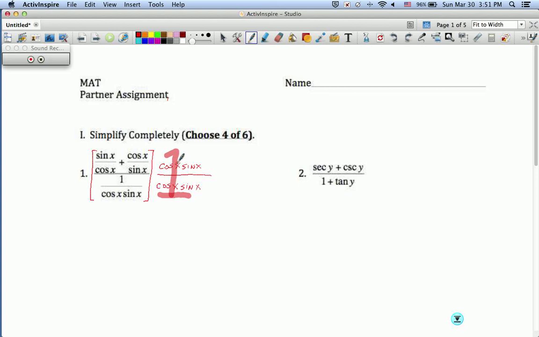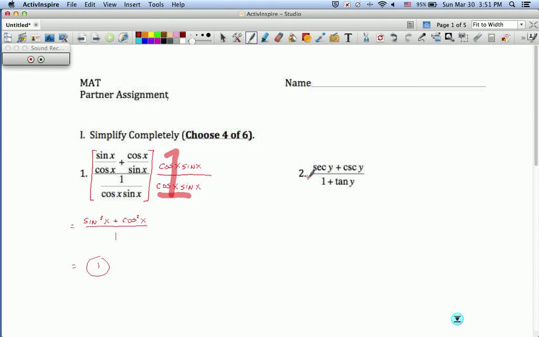So when I distribute cosine times sine over to here, my cosines cross out and I end up with sine squared of x. Plus, when I distribute this guy into here, my sines cross out. I'm left with cosine squared of x. And when I distribute here, the entire denominator crosses out with this entire piece. So I'm left with over 1. And we all know sine squared plus cosine squared is 1. So my final simplified version of that complex fraction is simply 1.